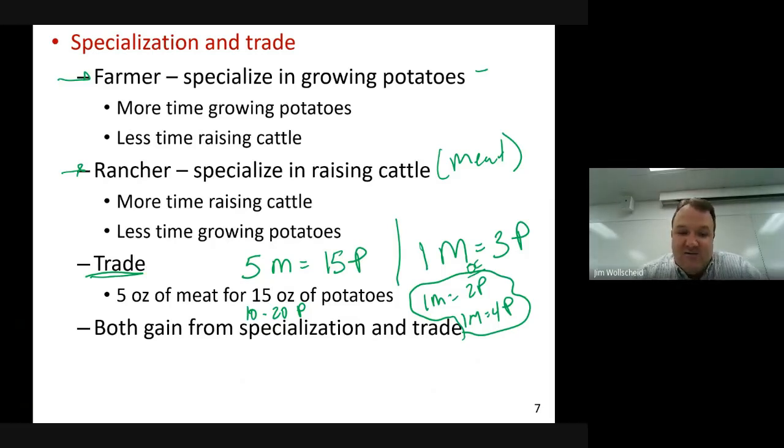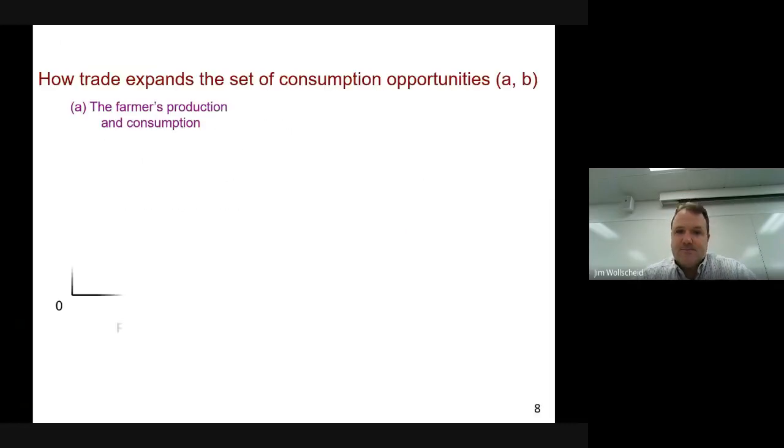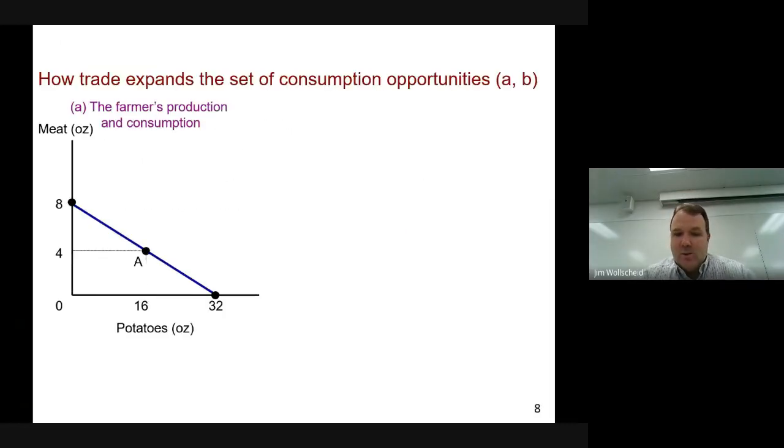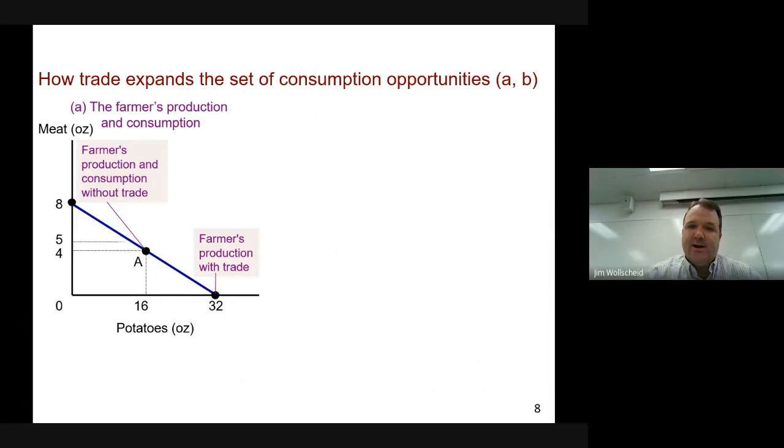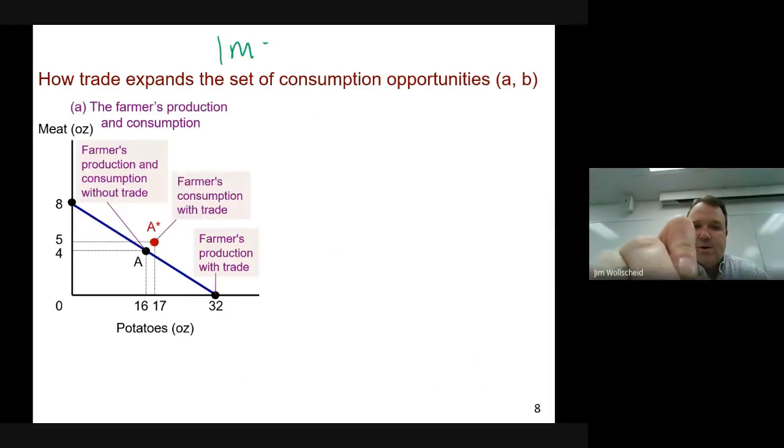Now, if it said 5 ounces of meat for 25 ounces of potatoes, the answer to that is no, they both wouldn't benefit from trade. So we only benefit when trade is in between those numbers. And when that happens, and we make this trade, our trade is really, think about it, 1 meat for 3 potatoes.